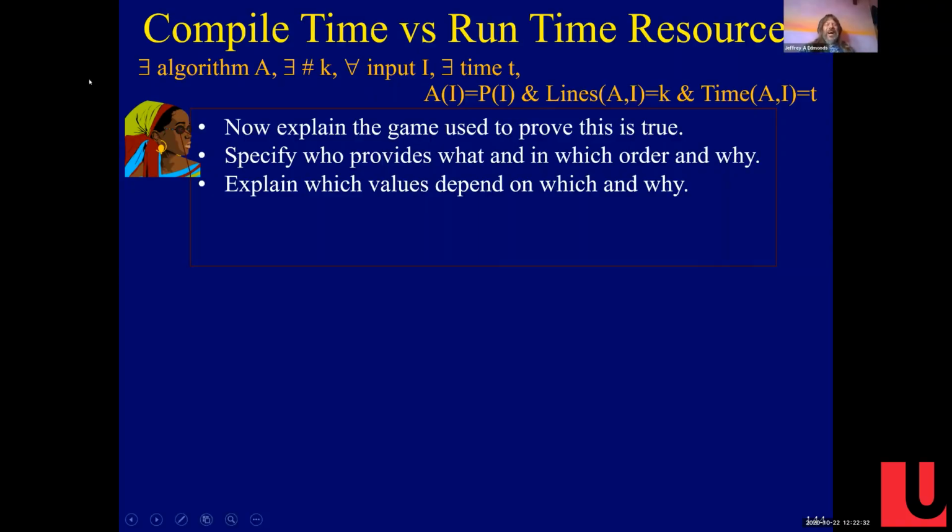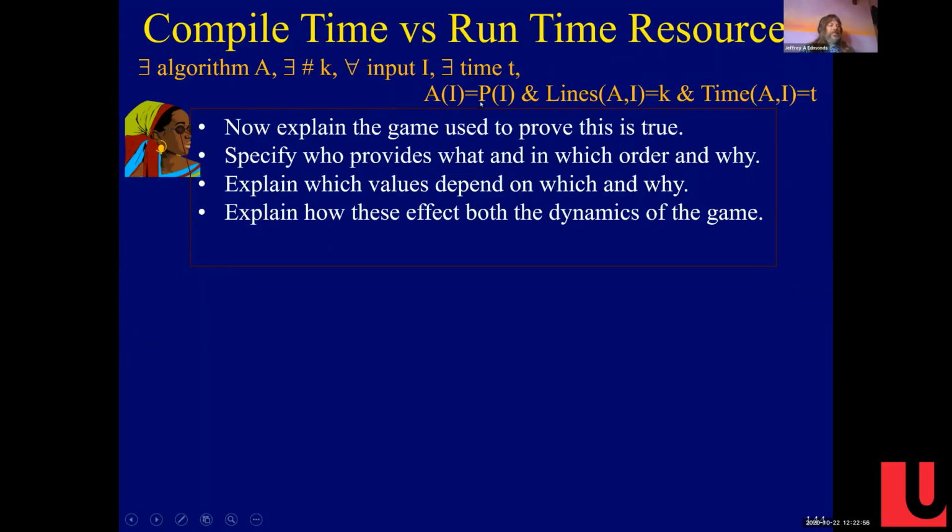All right. I want you to deeply understand this. Do you deeply understand it? Can you explain to me the game used to prove that this is true? Can you specify who in the game provides what, in which order they provide it, and why they provide it, right? Can you explain which values depend on which values, right? Can you explain how the dynamics of this game are affected by the order in which people go and who decides what? Can you tell me what this sentence means, right? Tell me something deep about what this sentence means, right? That's what I asked on the 2001 exam.